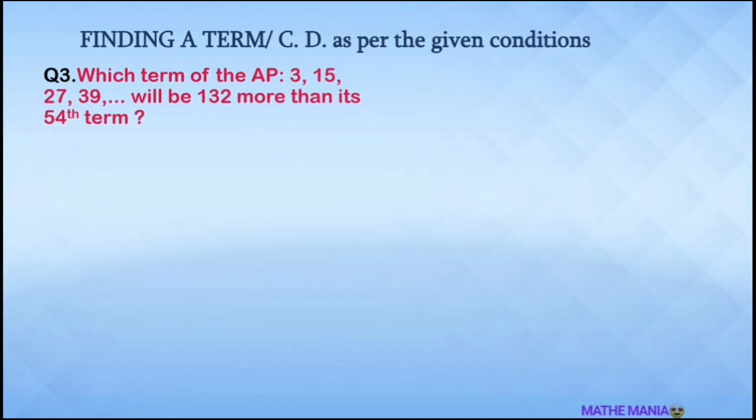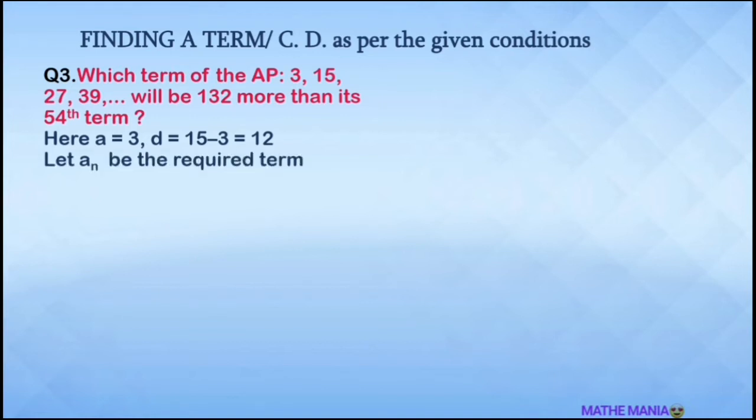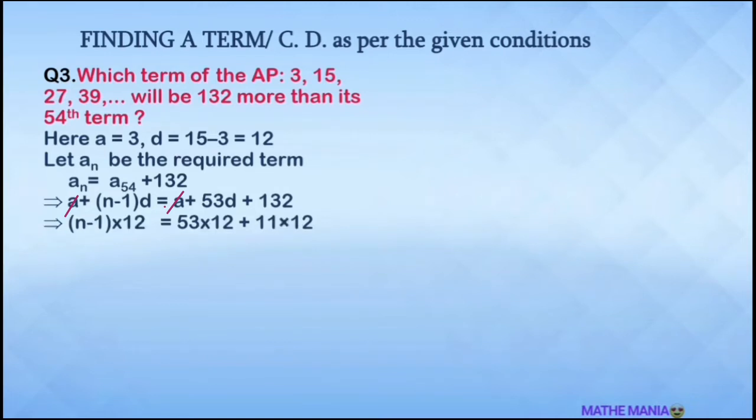In the third question, we have to find which term of this AP will be 132 more than its 54th term. From the given values, we get a is equal to 3 and d is equal to 12. Let us suppose that an is the required term. So an will be equal to a54 plus 132. Using the formula an is equal to a plus n minus 1 d, we get this. As a is added on both sides, we can cancel it and thus simplify the equation. And putting the value of d, we get n minus 1 into 12 is equal to 53 into 12 plus 132.